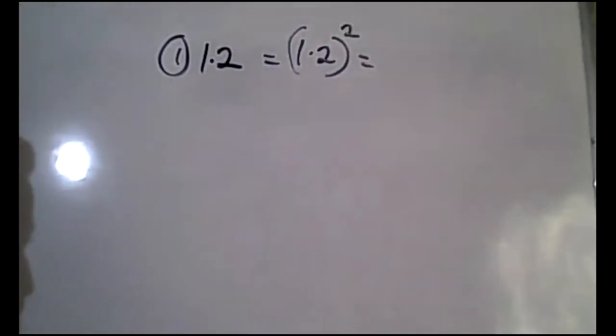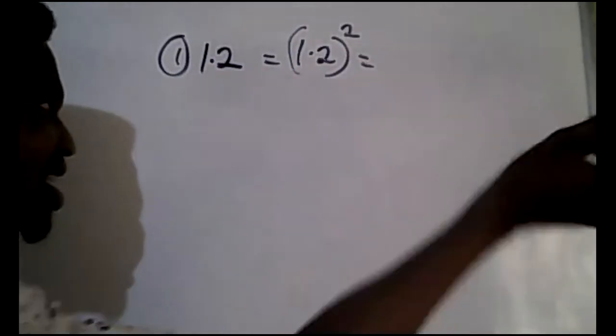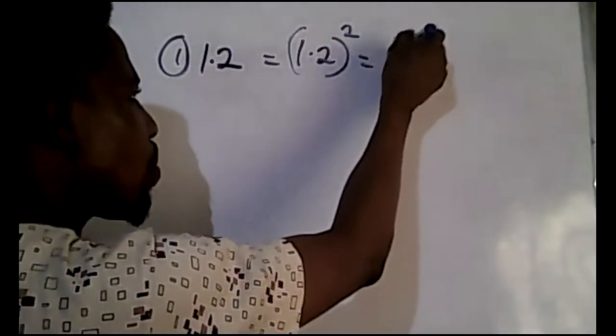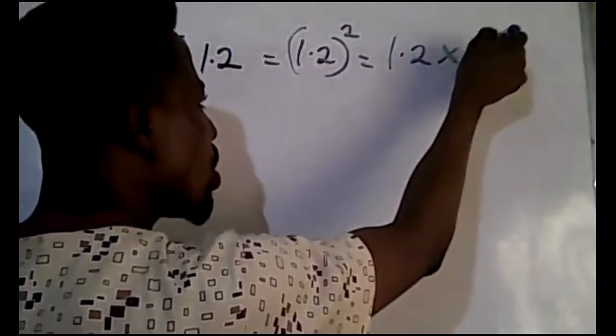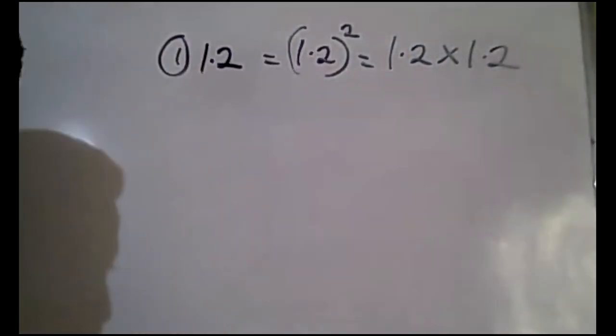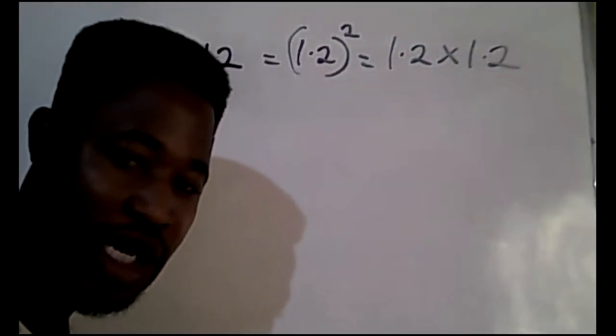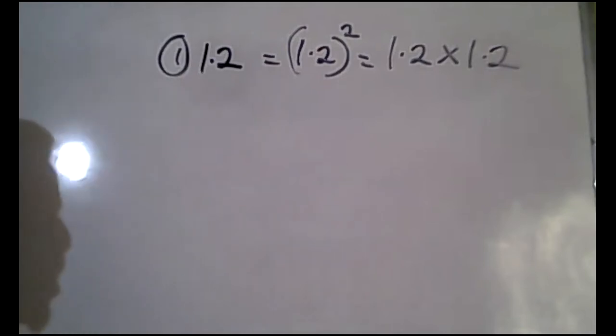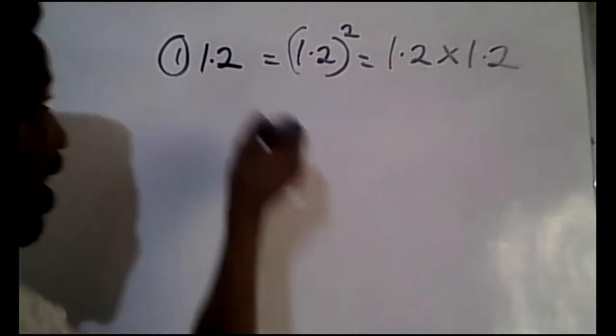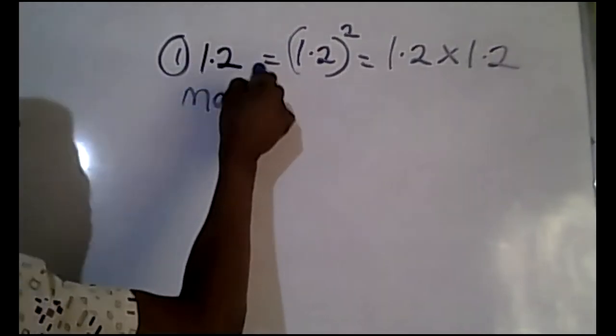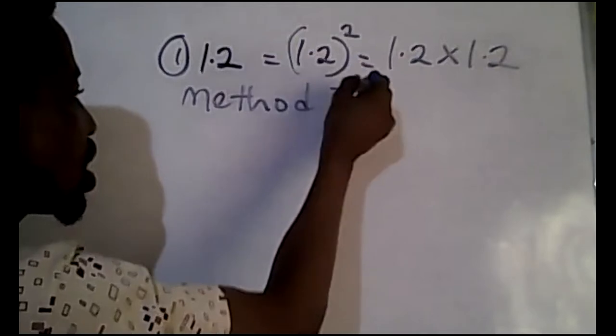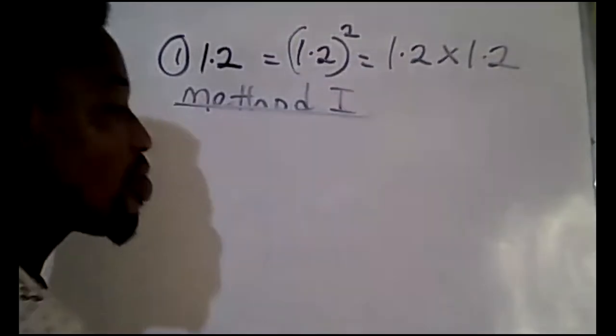Can you see that? This is how it is written. Now, what that means is 1.2 times 1.2. How do you do that? You can do this in two ways. Is that clear?